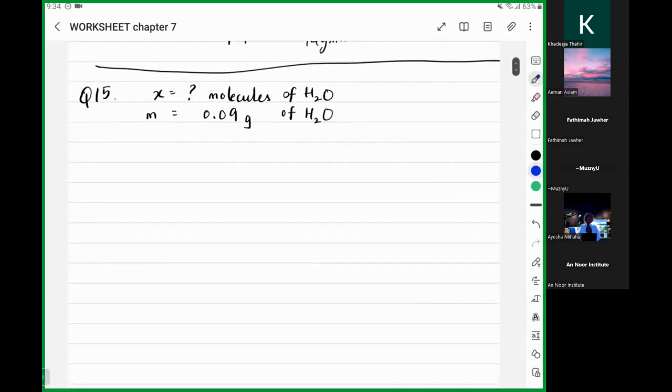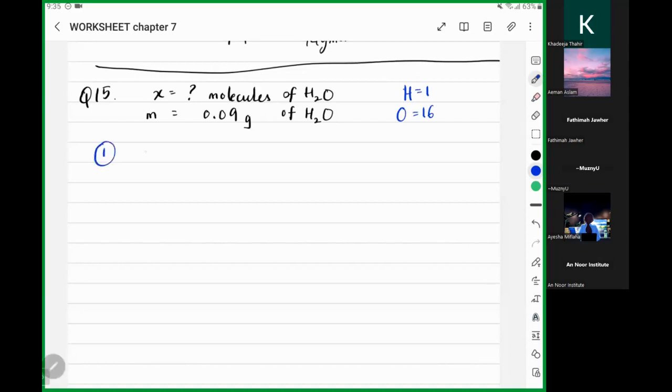0.05 mole. The question is not mole, no? Molecules is the question. Hari, you're going in the right track. First, you found the number of moles, and that's what you're trying to tell me. Okay, wait, I'll do it. Because everybody's paying attention. The question is how many molecules of H2O in 0.09 grams of H2O.